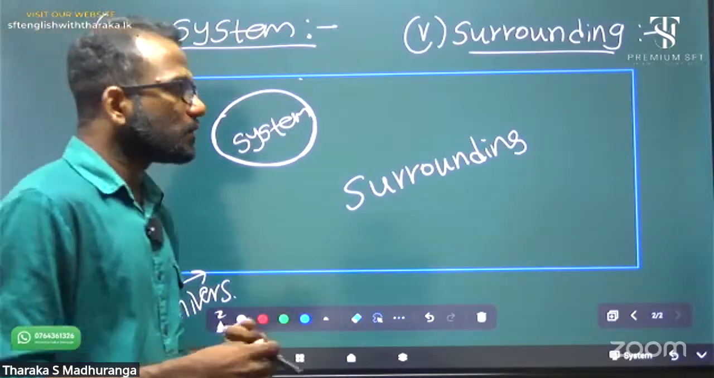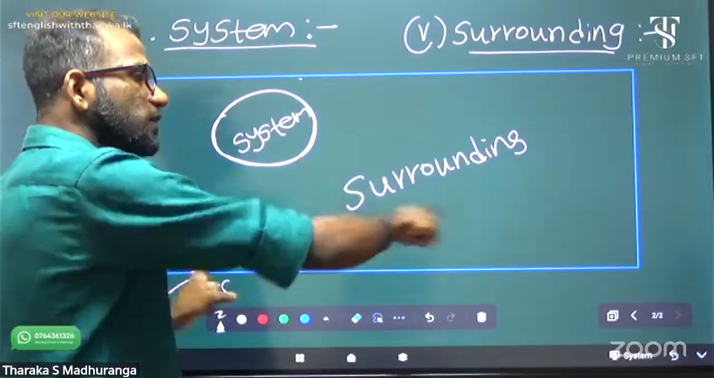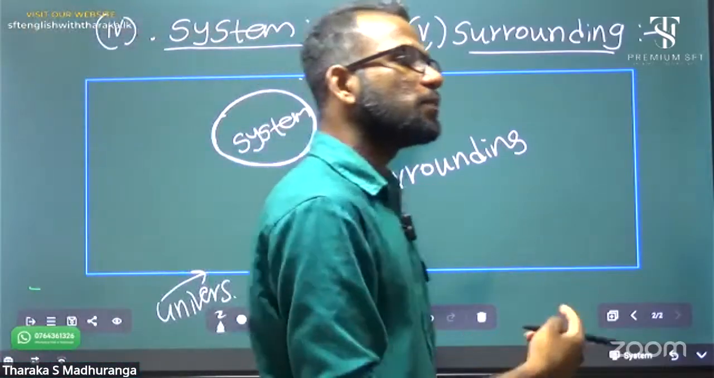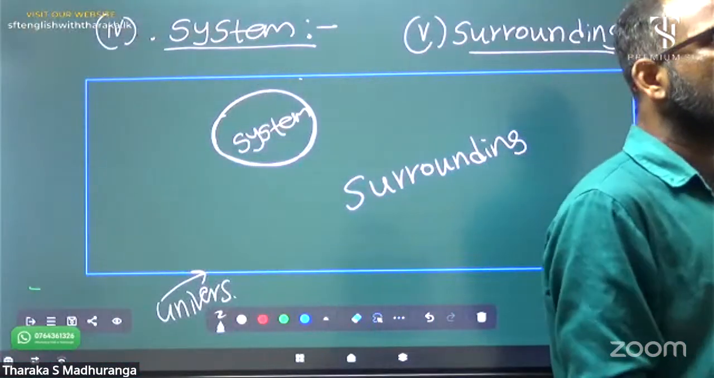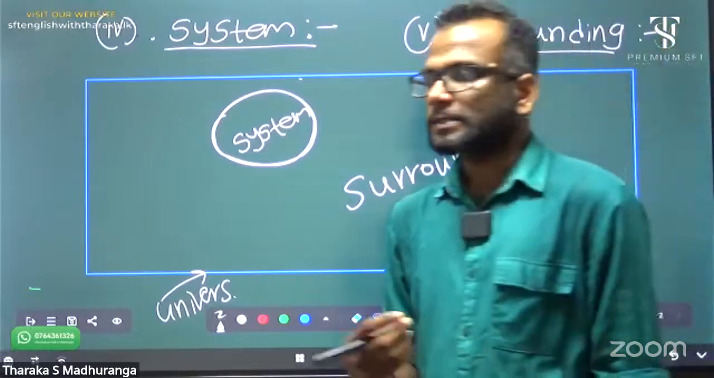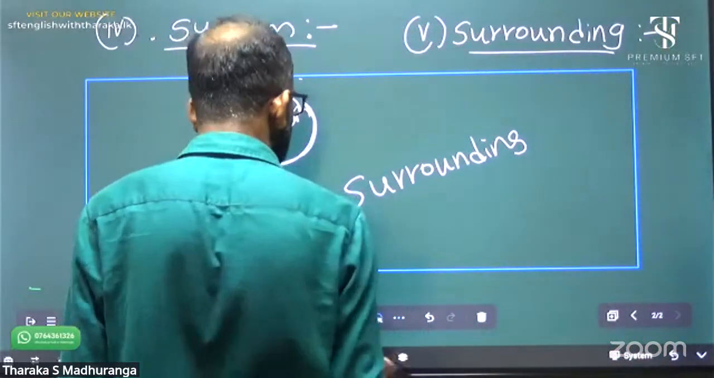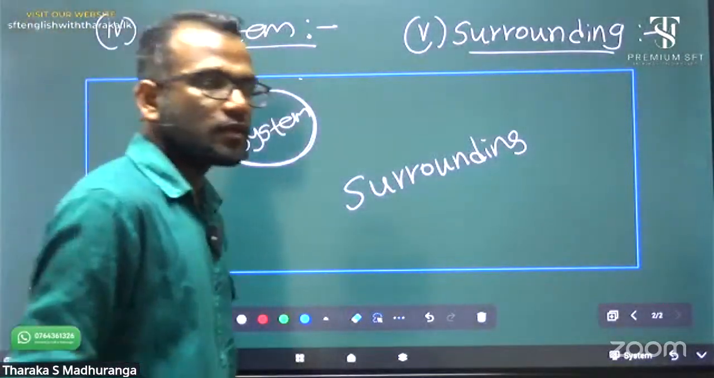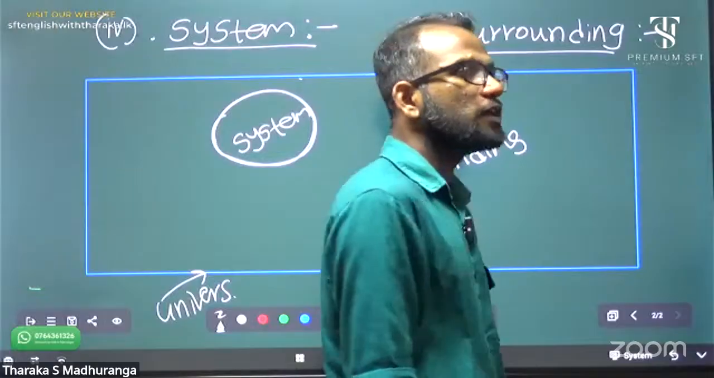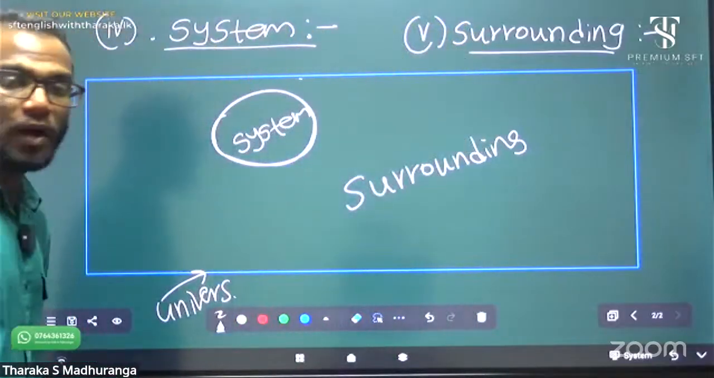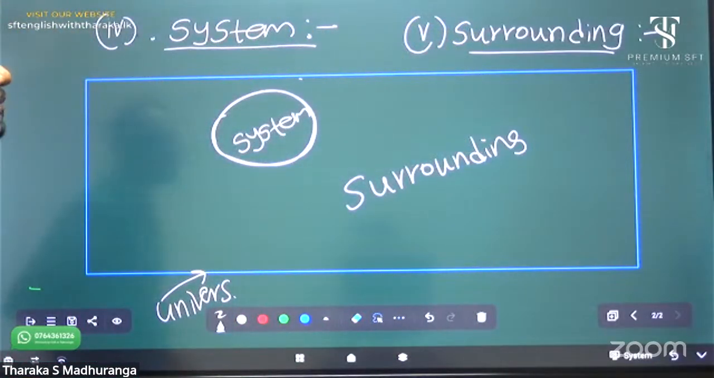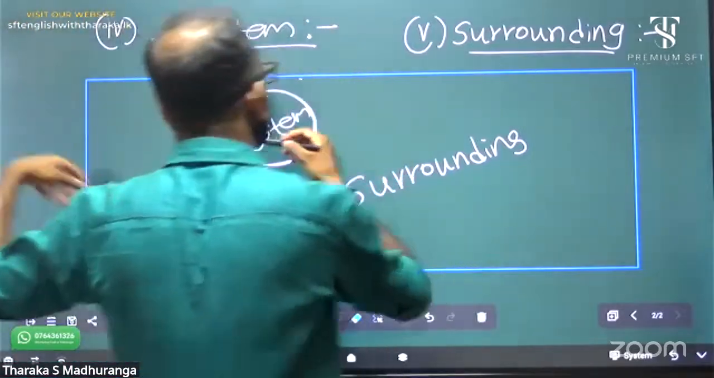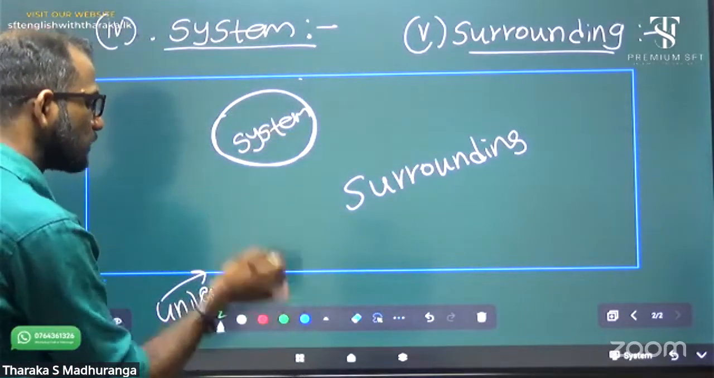Before drawing this, write down the final key point, the sixth key point: system boundary.